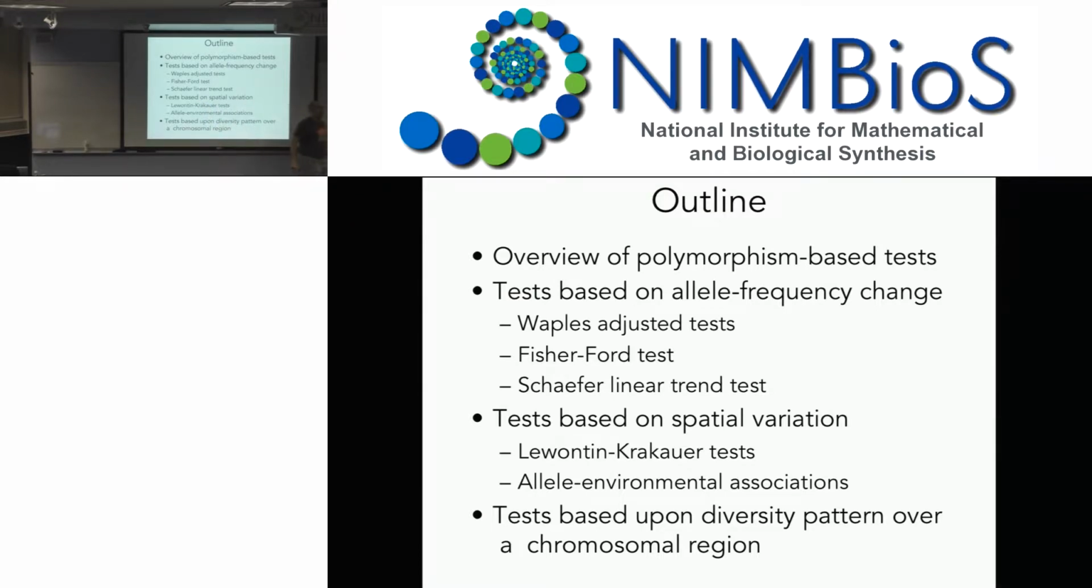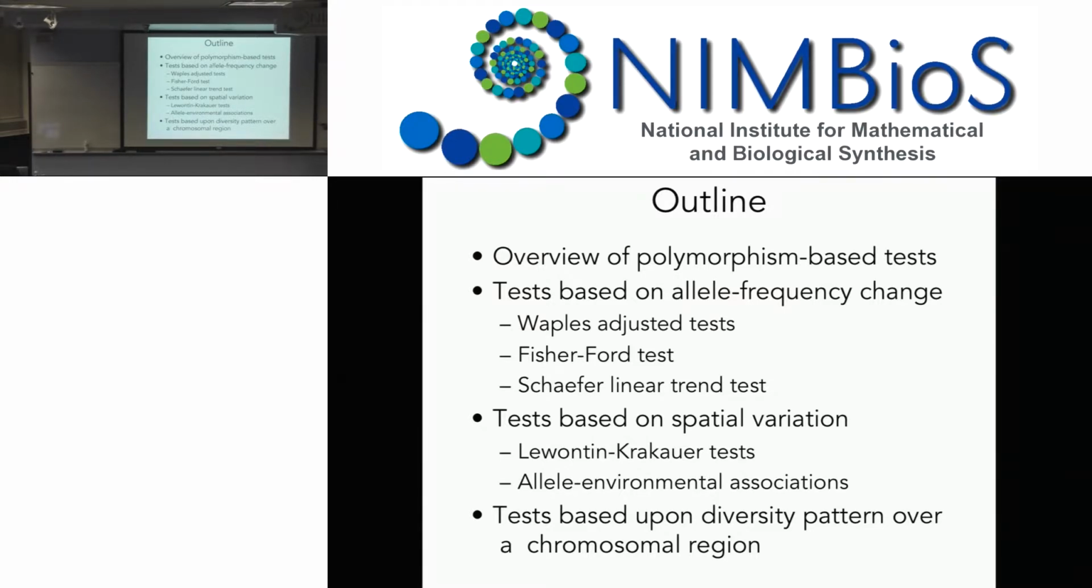What I want to talk about is several different types of tests, and let's look at the themes. The themes are excessive divergence over time, excessive divergence over space, and then looking at a pattern along a chromosome to see if that pattern of variation is consistent with the sweep. So I'll give an overview of polymorphism-based tests.